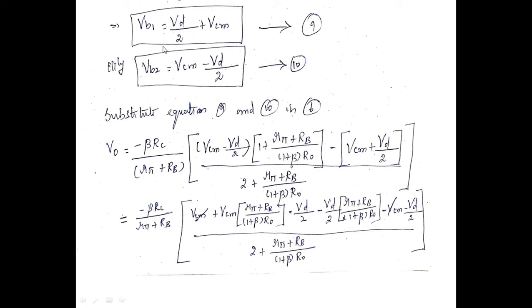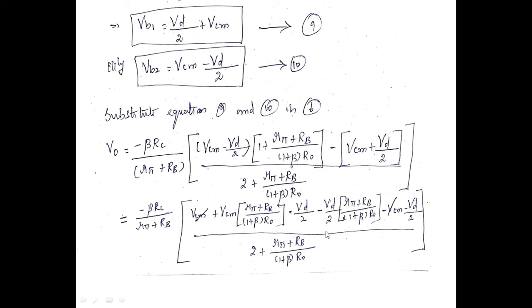In place of VB1 and VB2, I'm going to substitute these two equations into equation number 6. So V naught is equal to minus beta RC divided by R pi plus RB, and in place of VB1 I've substituted VCM, and in place of VB2 I've substituted VCM minus VD by 2, and for the other one VCM plus VD by 2, and the remaining equation.